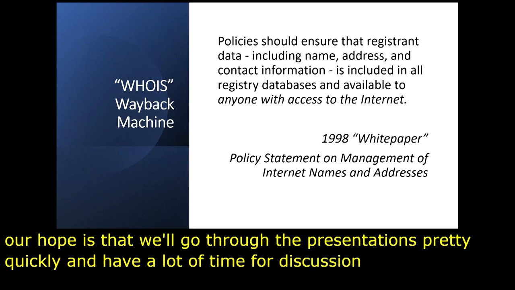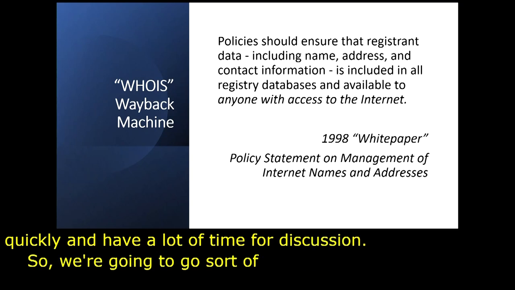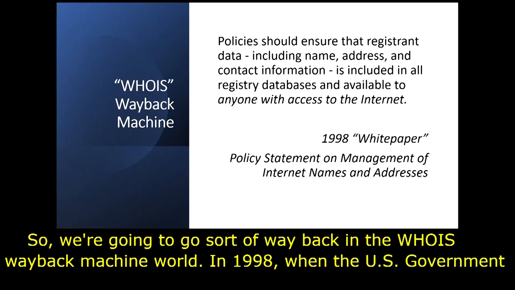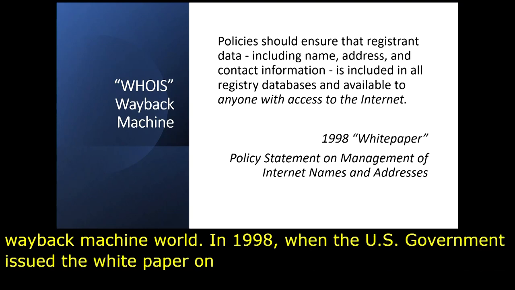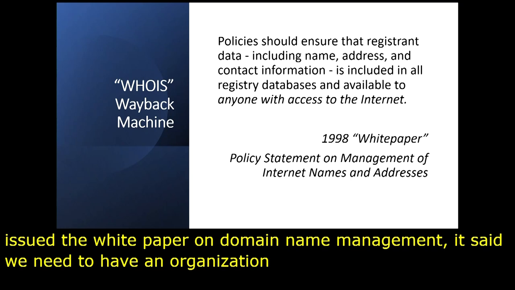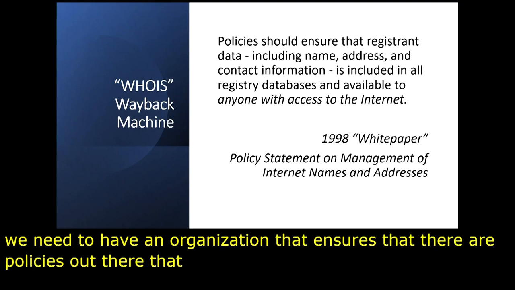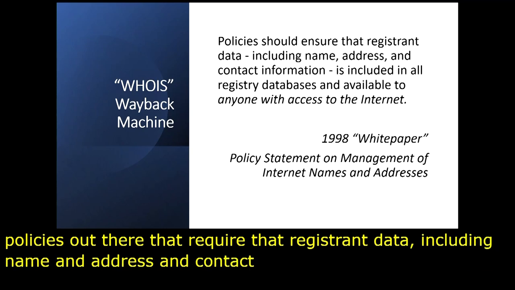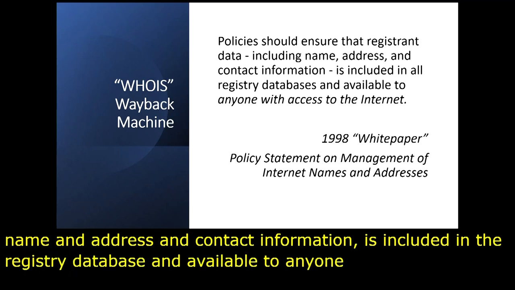So we're going to go way back in the Whois way back machine. In 1998, when the US government issued the white paper on domain name management, it said we need to have an organization that ensures that there are policies out there that require that registrant data, including name and address and contact information, is included in the registry database and available to anyone with access to the internet.